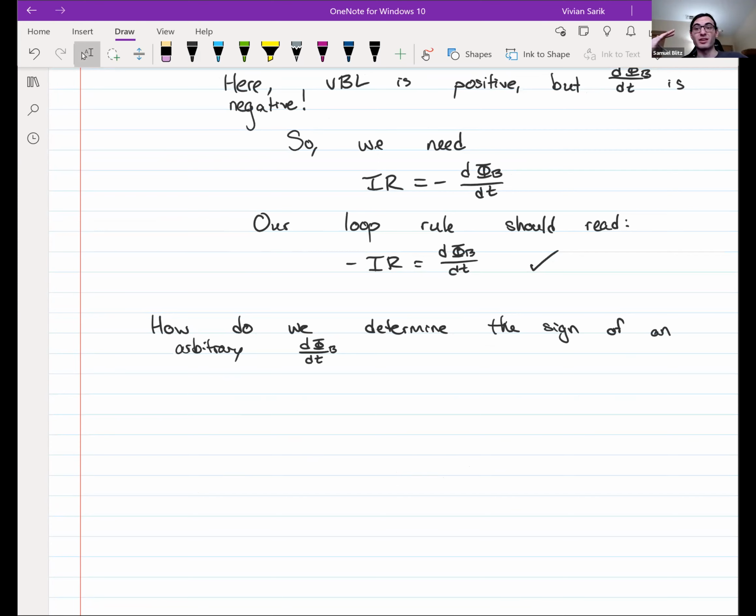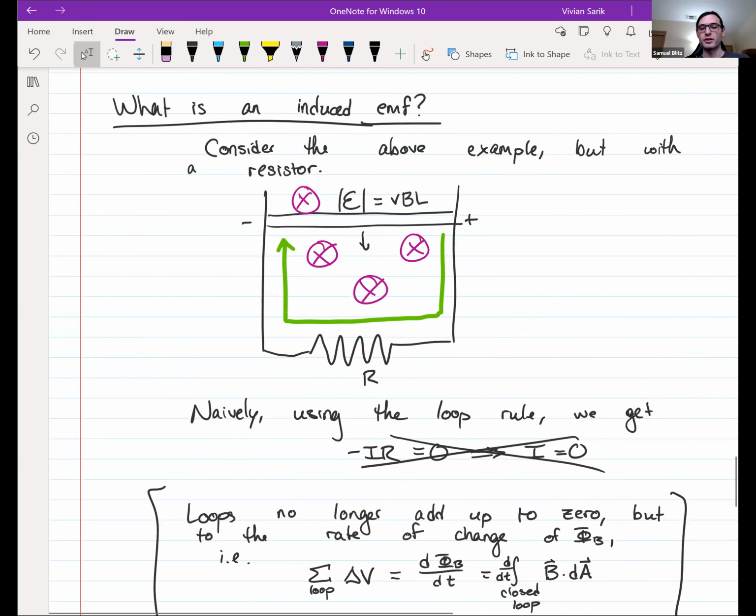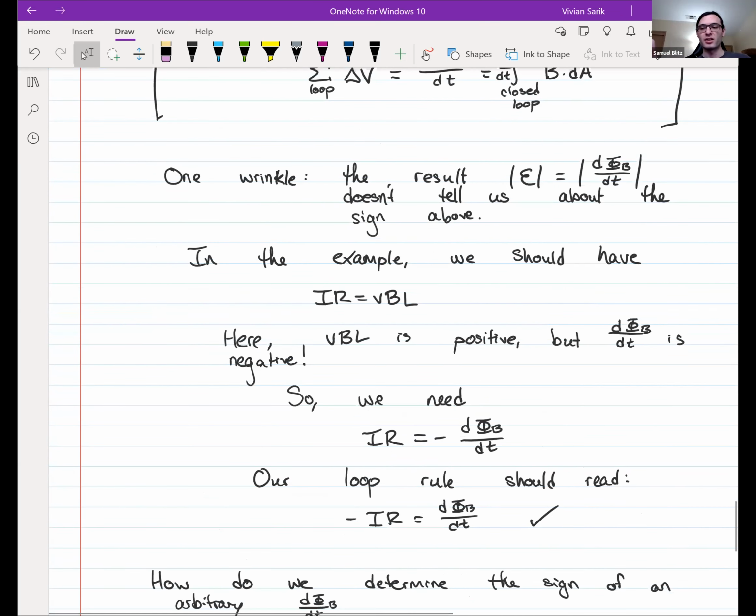Or it could be the case that it's positive and getting more positive. That would also have a positive rate of change. But they would have different rates of change of the magnitudes. So we need to actually figure out how to establish what the direction of the flux is. And in fact, I made that built-in assumption here.